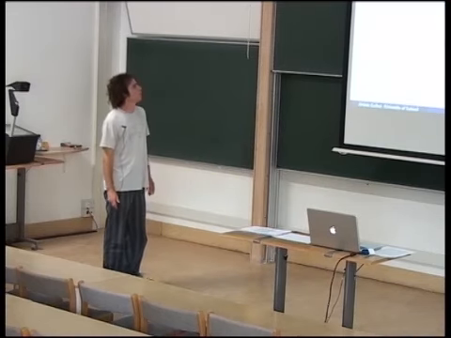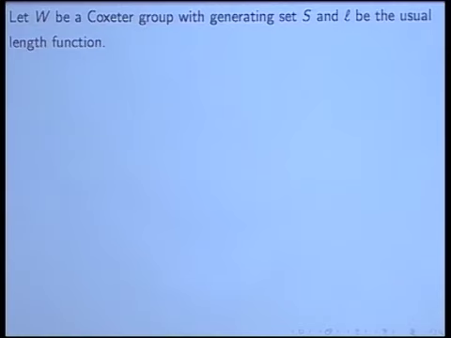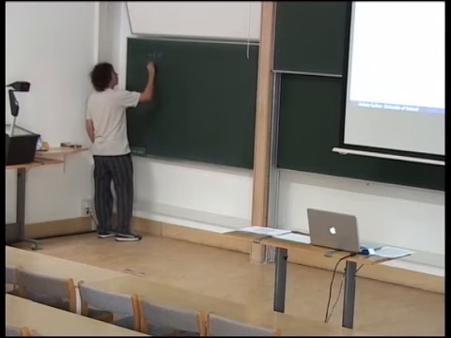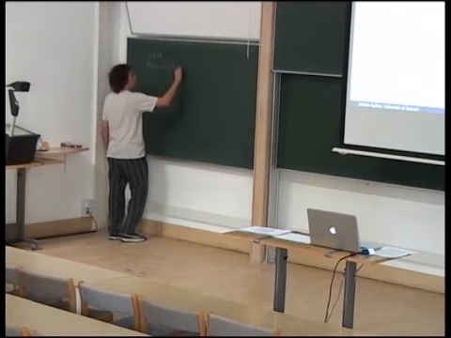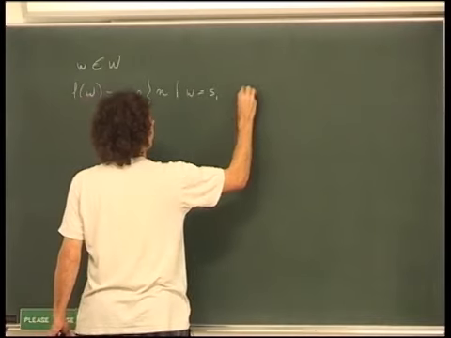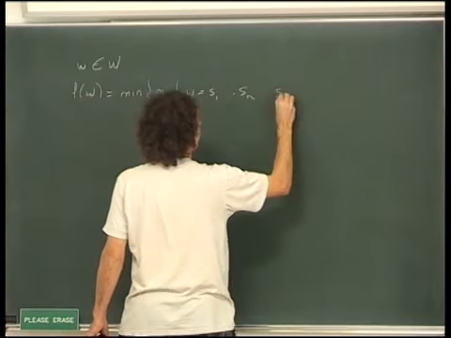Okay. So now I can start with the definition of Kazhdan-Lusztig bases and cells. So you take a Coxeter group with generating set S and the usual length function. So the length function is: you take an element w of a Coxeter group. The length of w is just the minimal integer n such that w can be written as a product of n generators.